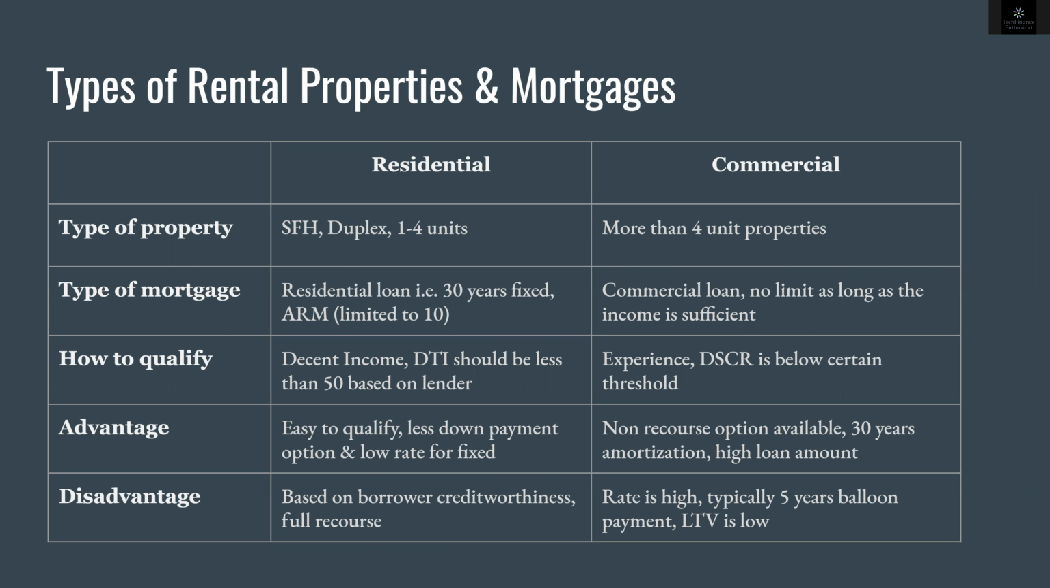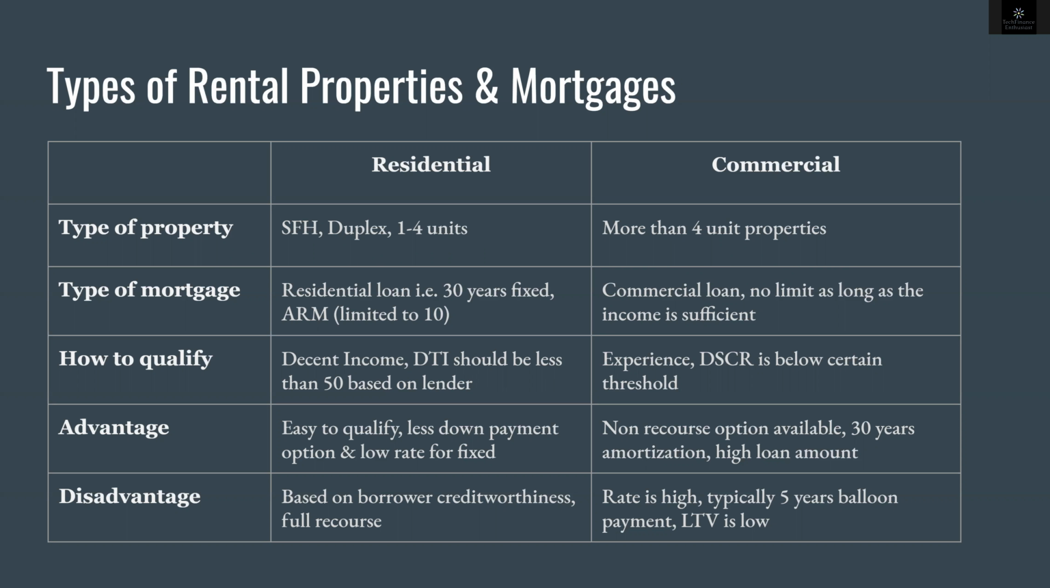So there are mainly two types of rental properties. One is residential, another one is commercial. So what are those types of property? Mainly the residential properties include the single family house, duplex, or any unit from 1 to 4. And in case of commercial, more than 4 unit properties are considered as commercial properties.